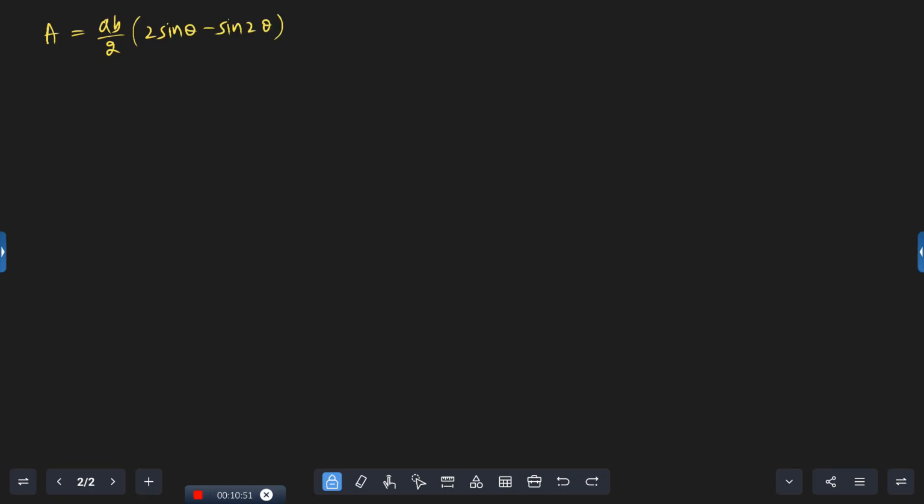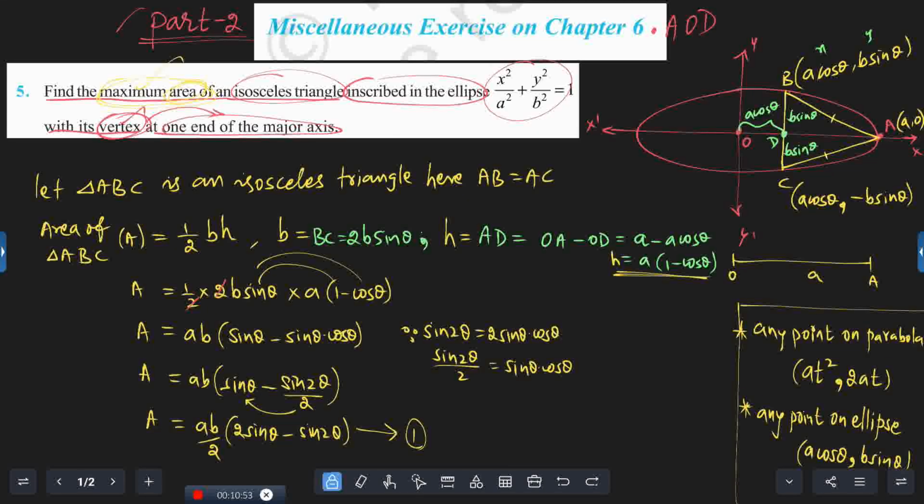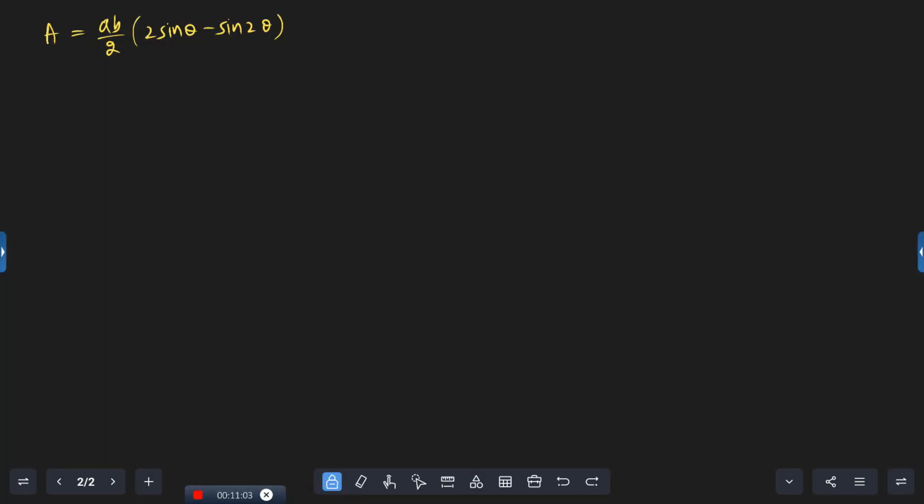I'm just taking equation 1 there. I'm not doing anything. Then you don't write that equation 1. This equation 1 I just copied there. Now see, this is equation 1 I said. Again, you don't write this step.